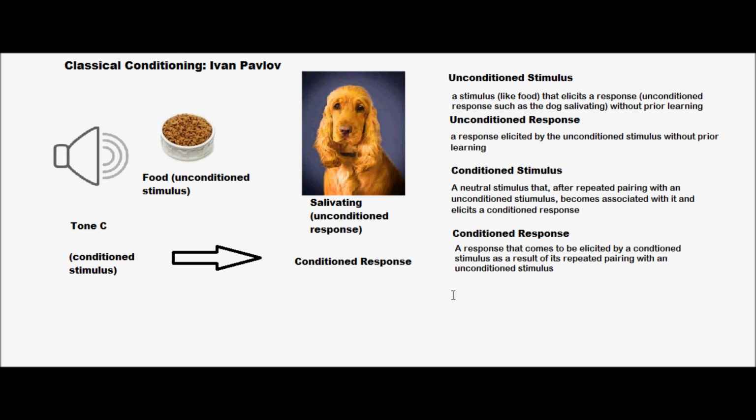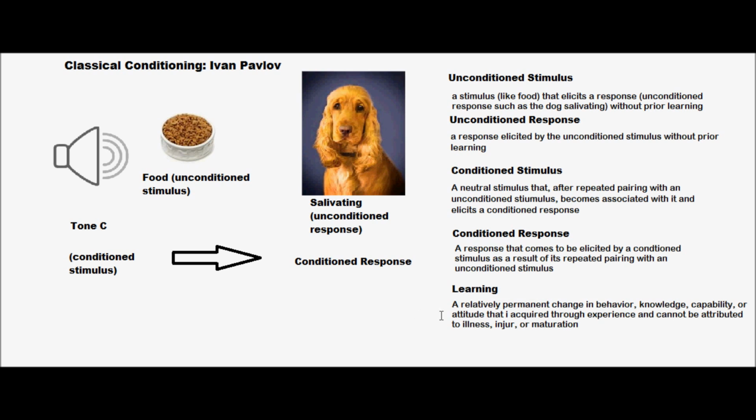Now that you know how certain responses can be conditioned or learned, let me give you the textbook definition for learning. Okay, looking down here, in classical conditioning, learning is defined as a relatively permanent change in behavior, knowledge, capability, or attitude that is acquired through experience and cannot be attributed to illness, injury, or maturation. So in this example, the change in behavior is salivating, and that's acquired through the experience of experiencing it with food. When the musical tone is paired with food enough times, it elicits the change in behavior, in this case salivating, and it's not attributed to any natural responses.